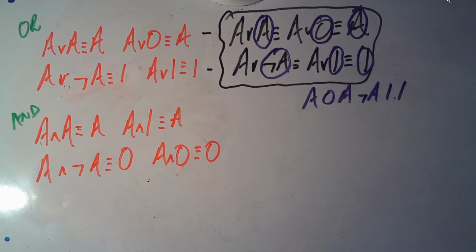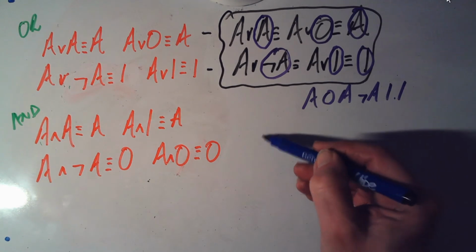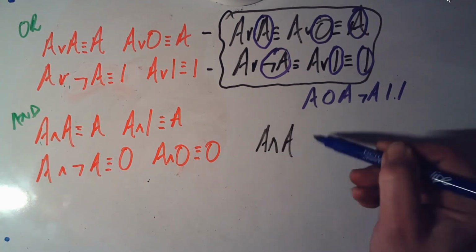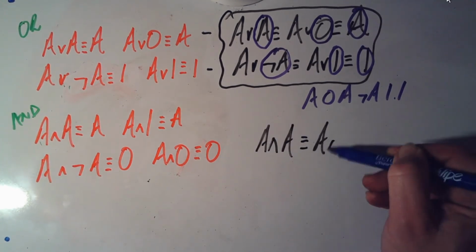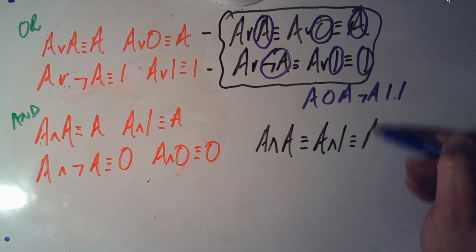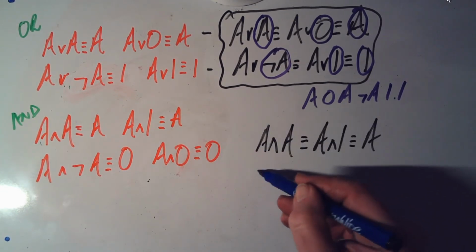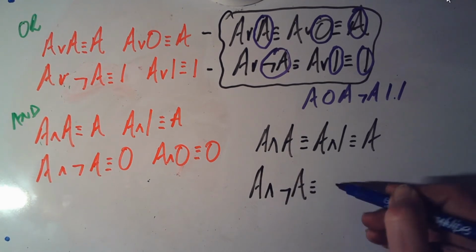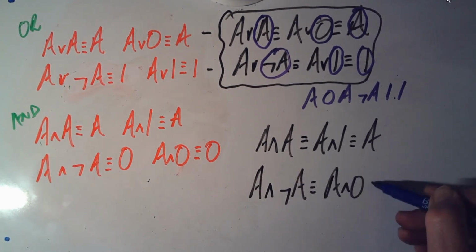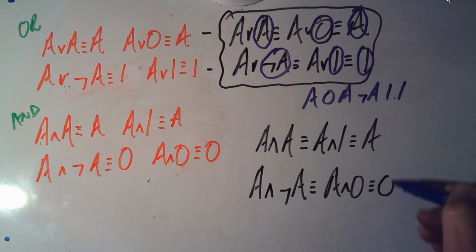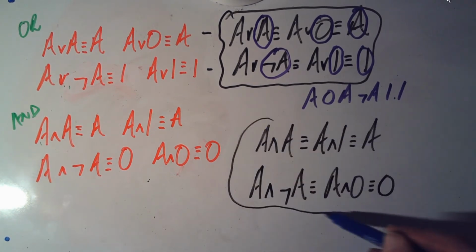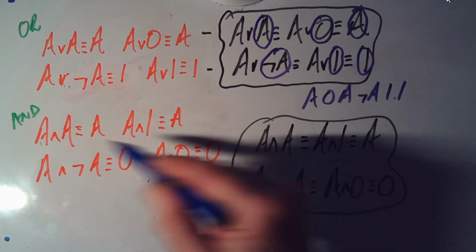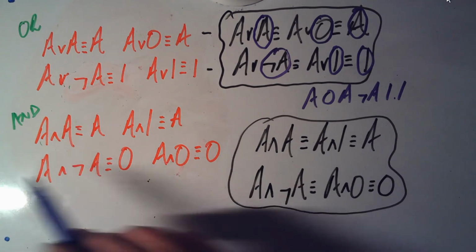So that was the way that I learnt these, and likewise if we do the same thing for the groups of ANDs at the bottom, we've got A and A is logically equivalent to A, and A and 1 is logically equivalent to A. That's our first set. And then A and not A, logically equivalent to A and 0, logically equivalent to 0. So that's my group of 2 expressions for the AND logic, and I do exactly the same thing.